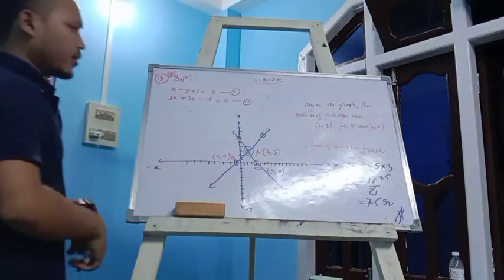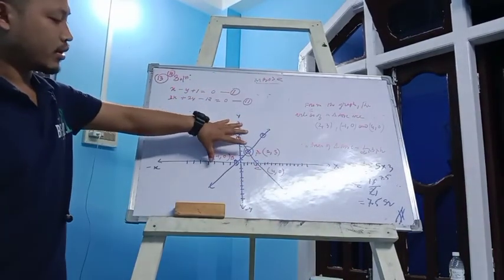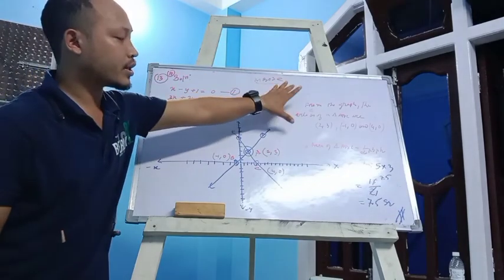Very simple. Okay. So this is the graph, and according to the question, I have the vertices.